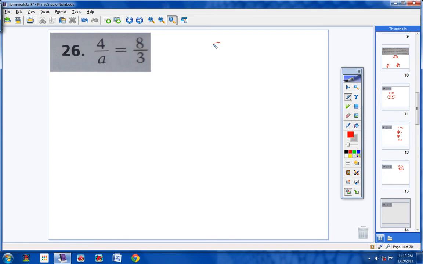Alright, moving on to number 26. A times 8 would be 8a. 4 times 3 would be 12. Let's divide both sides by 8, and you end up with 12 over 8. Reduce that by 4, and you get 3 over 2. And that's definitely a great answer. I have no problem with 3 over 2. Another answer would be 1 1/2, and another answer would be 1.5. Moving on to number 27.